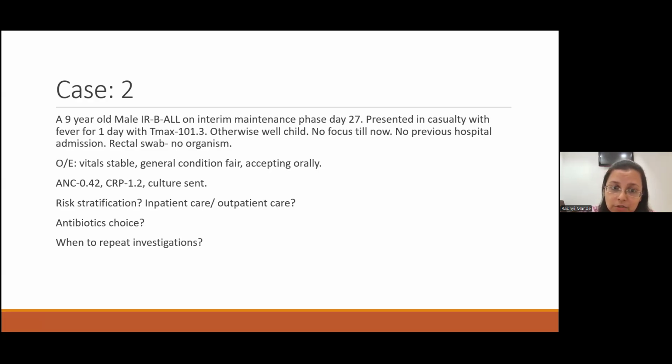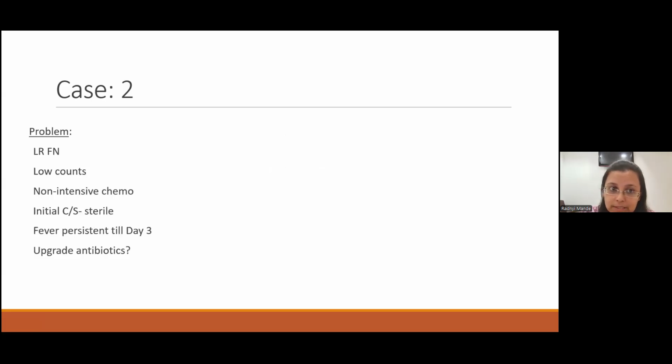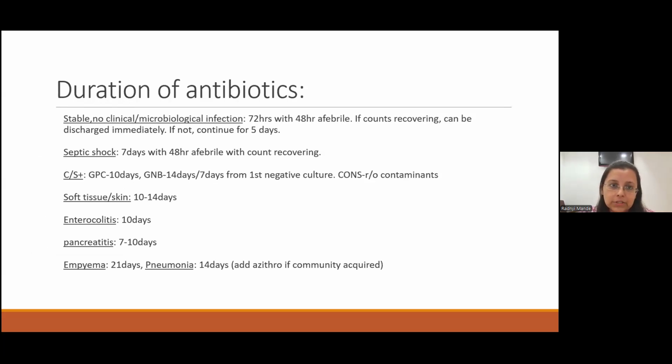So risk stratification wise, this patient will be a low risk FN patient and we can manage him on an outpatient basis. He has not received very intensive chemo, his counts are low, not very low. Initial culture is also sterile. Fever is persistent now till day 3. Will you upgrade antibiotics in such cases? So we'll not upgrade in such cases. We will continue the same antibiotics. And once the child is afebrile on day 4, of course, we can stop antibiotics and discharge him.